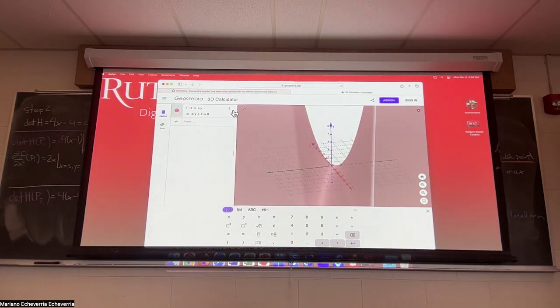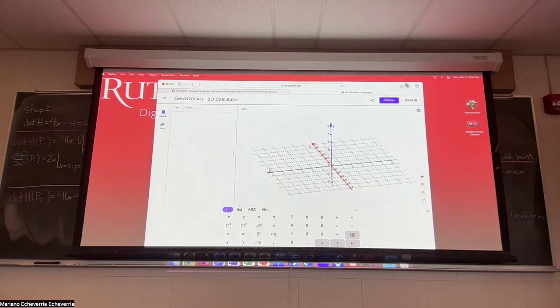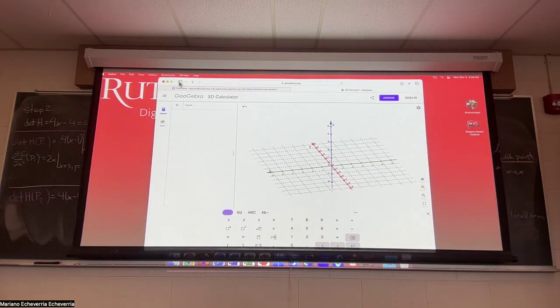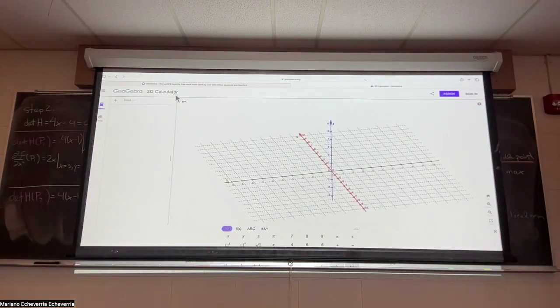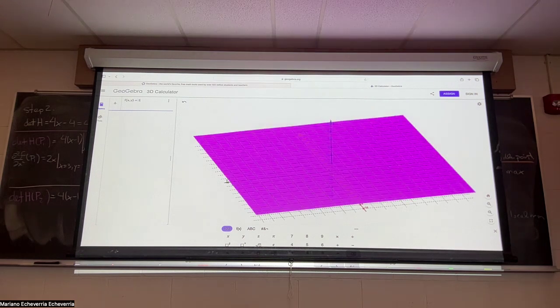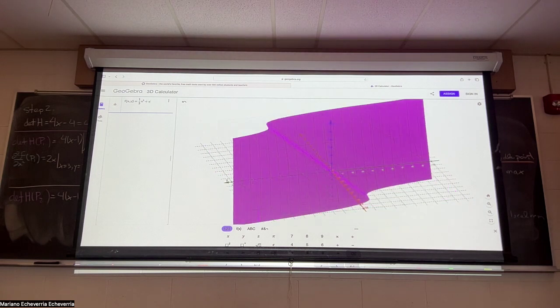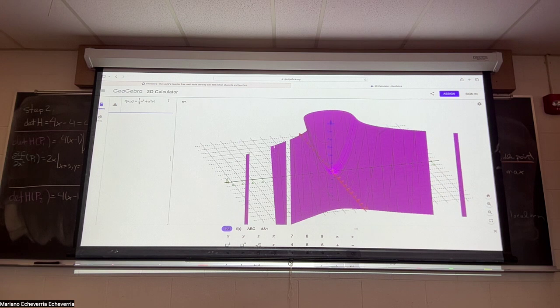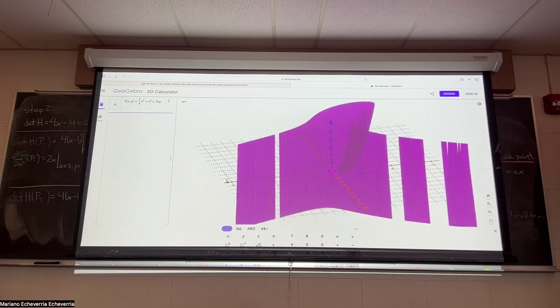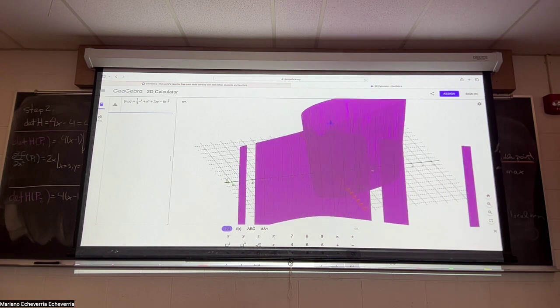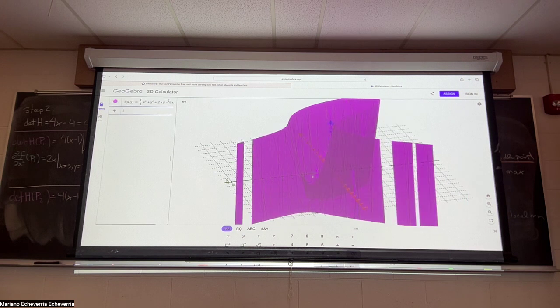The function was one-third x cubed plus y squared plus 2xy minus 6x minus 3y.